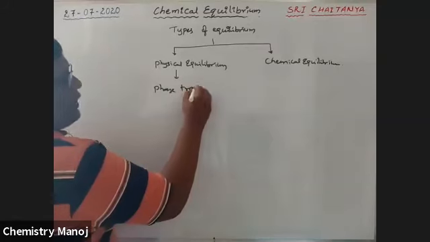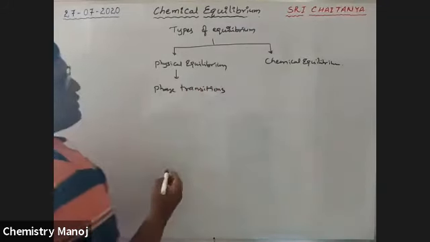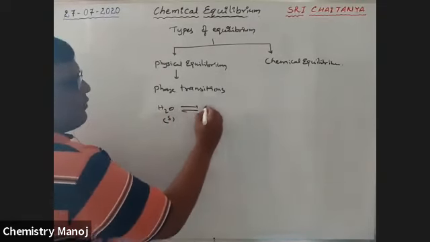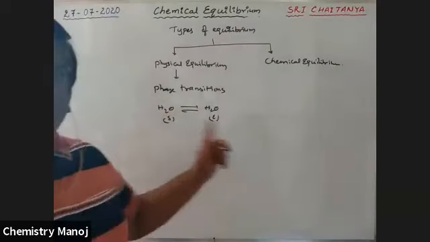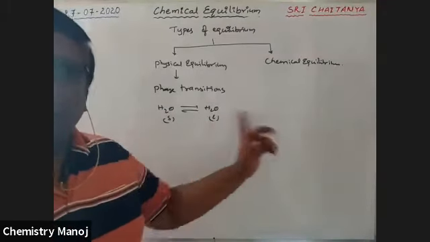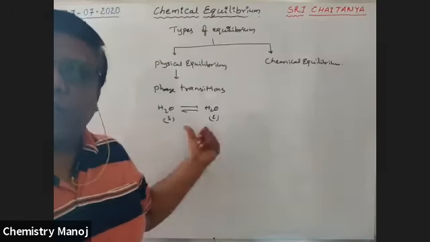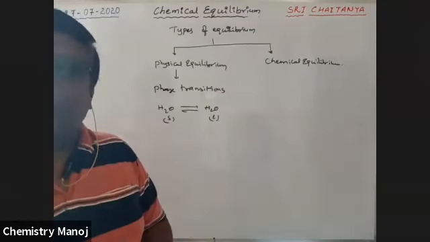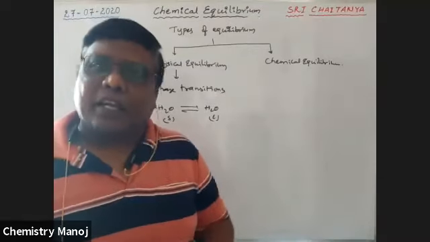Phase transition means, for example, H2O solid is in reversible equilibrium with H2O liquid. Is there any change in the chemical formula of the compound? Both are H2O. But the physical states are changed. It is solid, it is liquid. Solid changes to liquid, but the formula does not change. It is physical equilibrium. Only physical changes are there, not chemical.